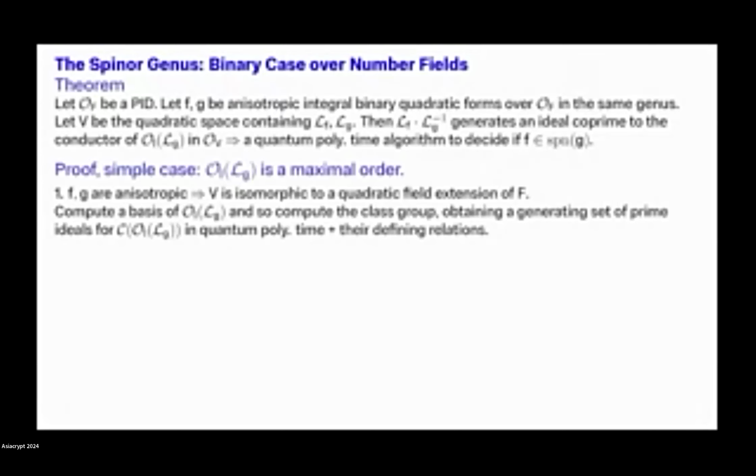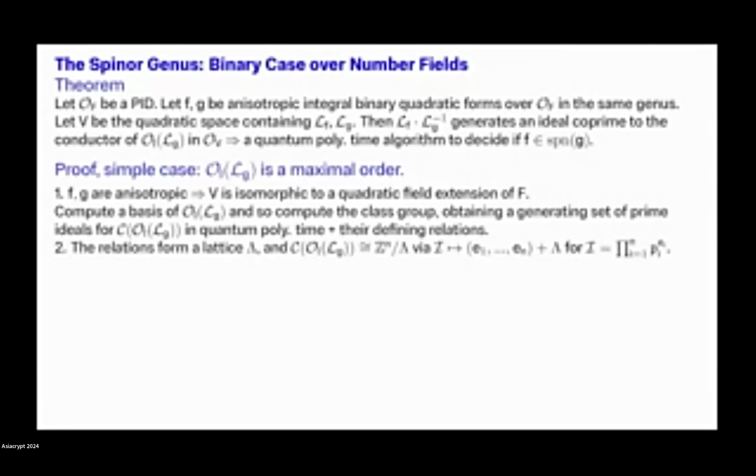So we'll run through the proof in the simple case that the left order of L_G is maximal. In this case, the technical condition on the conductor disappears. So how does the proof go? Well, F and G are anisotropic. This means that the corresponding lattices lie in some vector space, which is also isomorphic to a quadratic field extension of F. We then compute a basis of the left order of L_G and compute the class group using that quantum algorithm on the previous slide. This gives us a generating set of prime ideals for the class group of the left order of L_G in quantum polynomial time, and their defining relations.